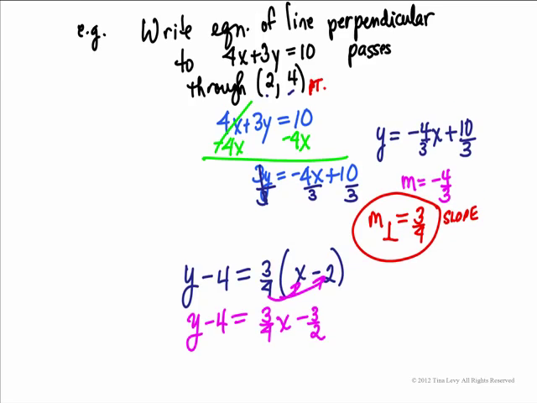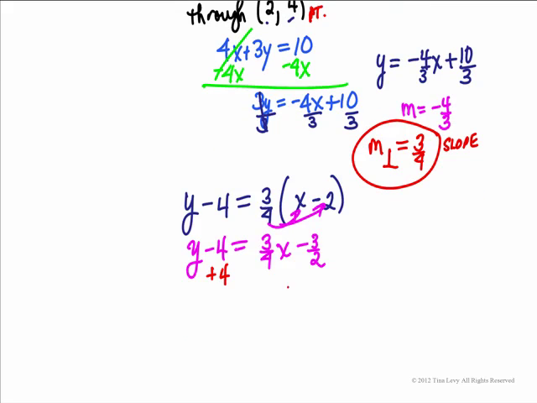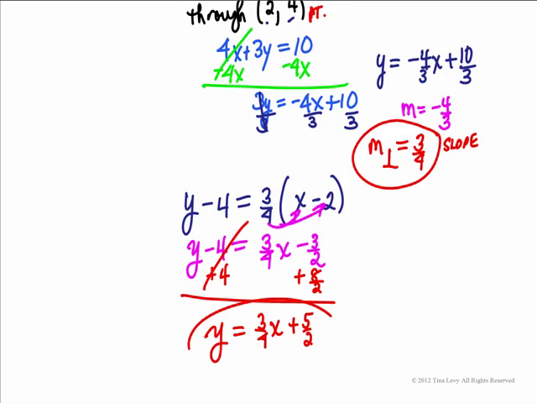And now I'm going to add 4 to both sides. I know 4 is 8/2. And that gives me that the equation is y equals 3/4 x, -3/2 plus 8/2 is 5/2. And that's the equation of the perpendicular line.